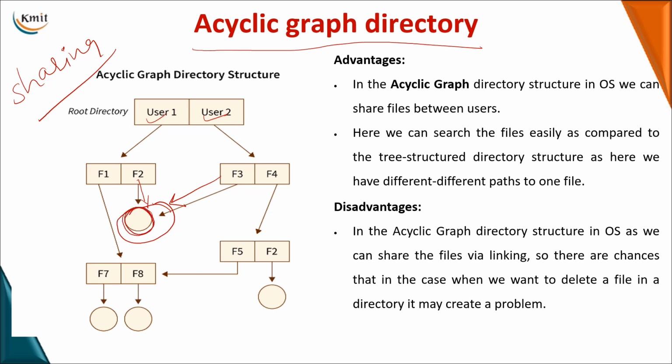This is a file. This type of sharing is required when, assume, both of you are working on the same project and you want to store the data in a single file instead of multiple copies. So this type of sharing should be used. And if you want to go for this acyclic graph directory here, sharing can be done in two ways.